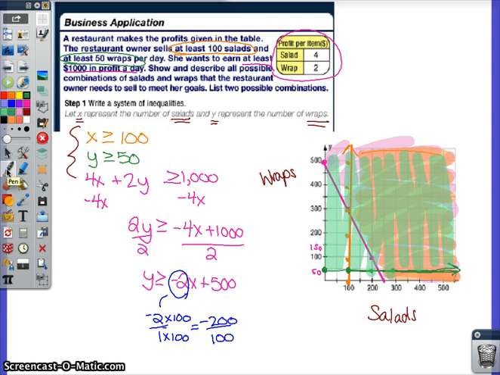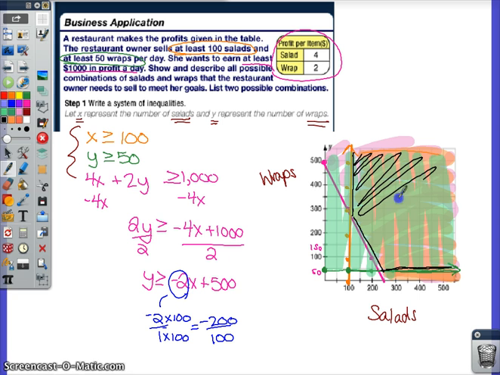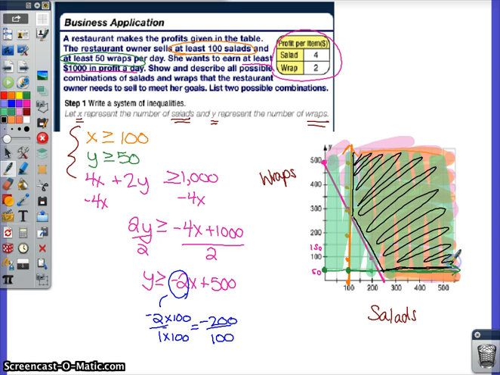So where do the 3 shadings overlap? The 3 shadings overlap starting on this line, going along this line, and then going along the top of this line. They are including those lines because they're all solid. So the final solution region is over here. That means all of these ordered pairs, guys, represent solutions to the situation.